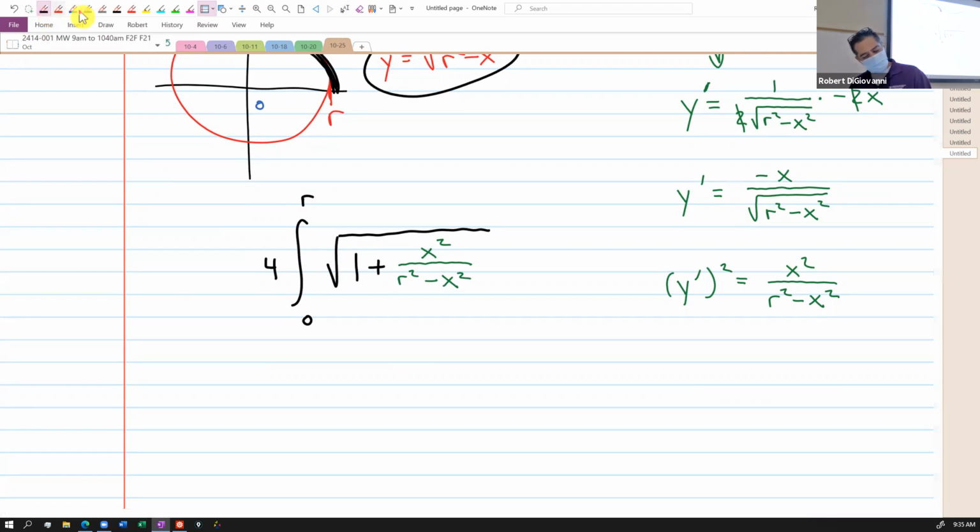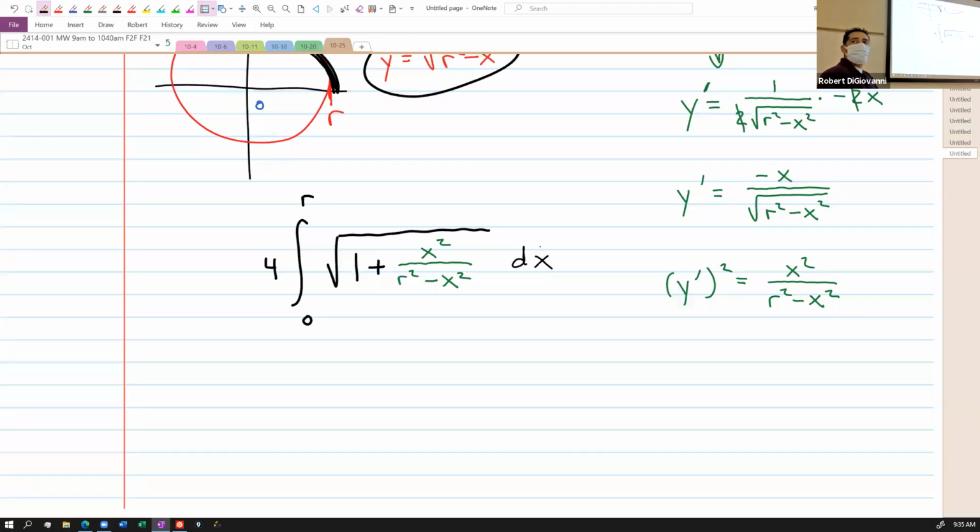dx, dx, dx. All right. That doesn't look very good, does it? That doesn't look very good. Any ideas on what we could do? I mean, just maybe some algebra first.